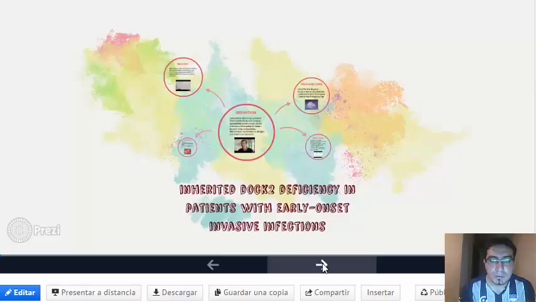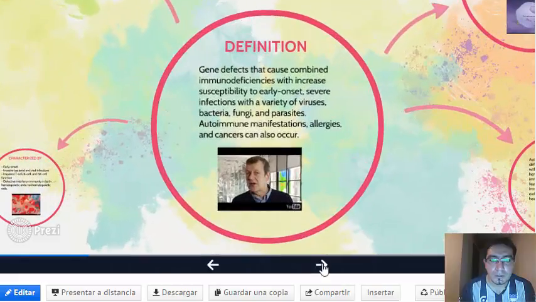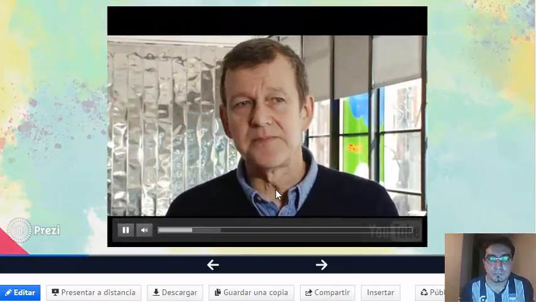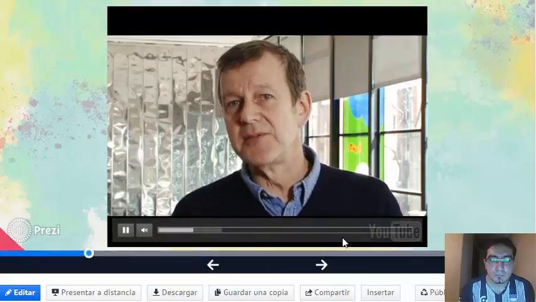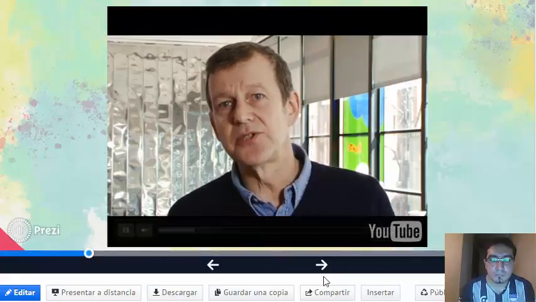Inherited disorders characterized by early-onset invasive infection. Definition: any defects that cause combined immunodeficiency, with susceptibility to early-onset severe infections by a variety of viruses, bacteria, fungi, and parasites. Autoimmune manifestations, allergies, and cancers can also occur. Early severe cases present with a multi-system disorder affecting multiple tissues.